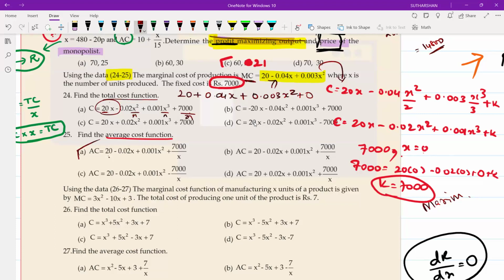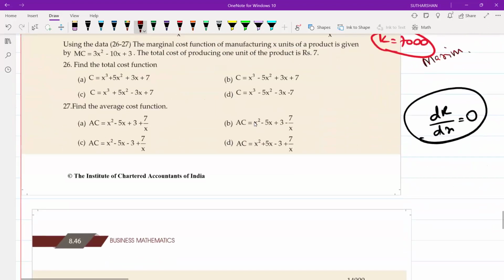Then we'll go for question number 26, 27. Last 4 questions. Read that question. Using the data for 26 to 27, the marginal cost function of manufacturing x units of a product is given by MC is equal to 3x square minus 10x plus 3. The total cost of producing 1 unit of the product is rupees 7. Find the total cost function. We'll go for an integration approach.